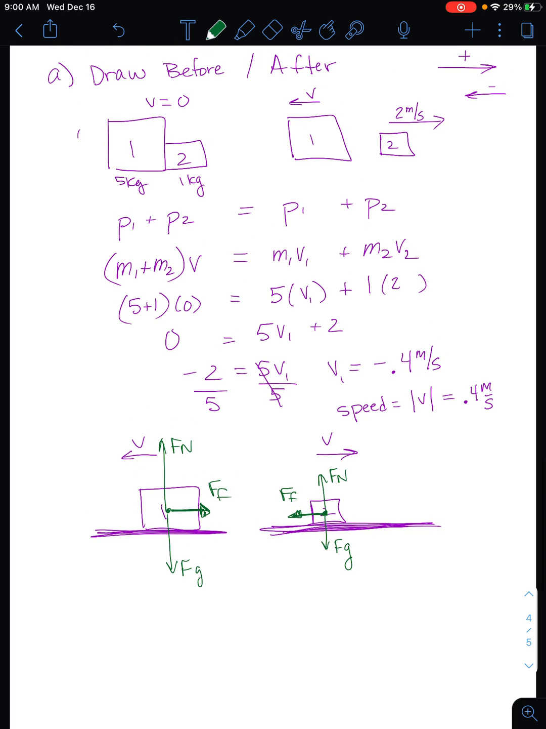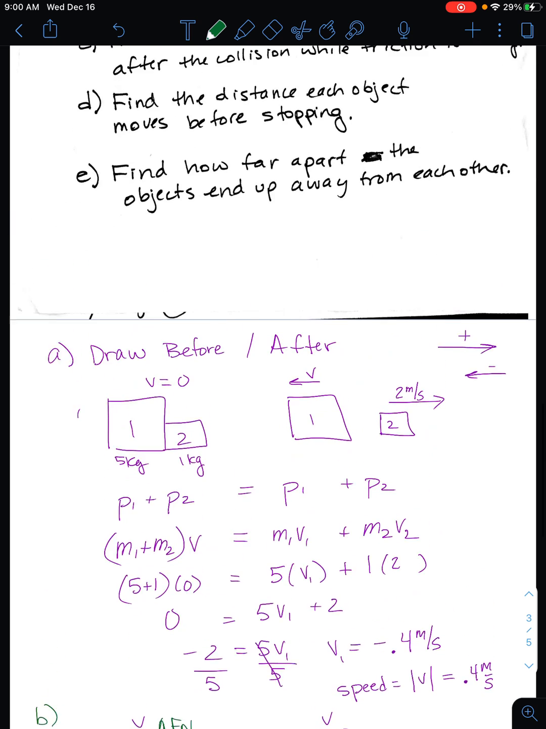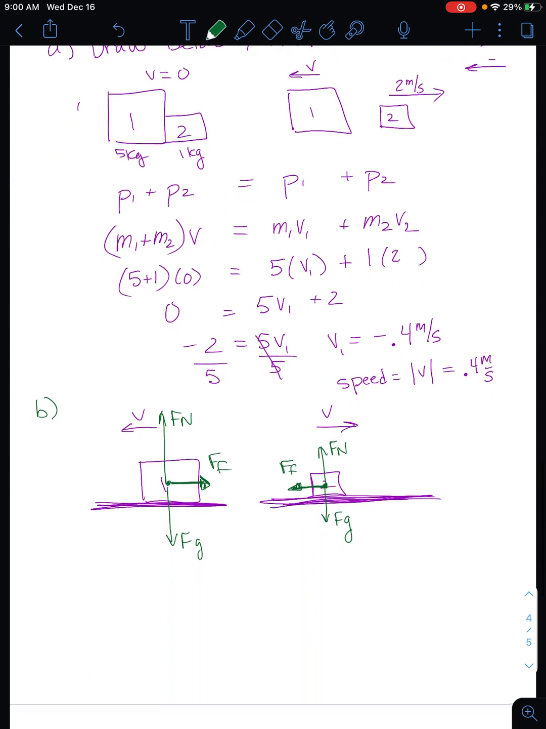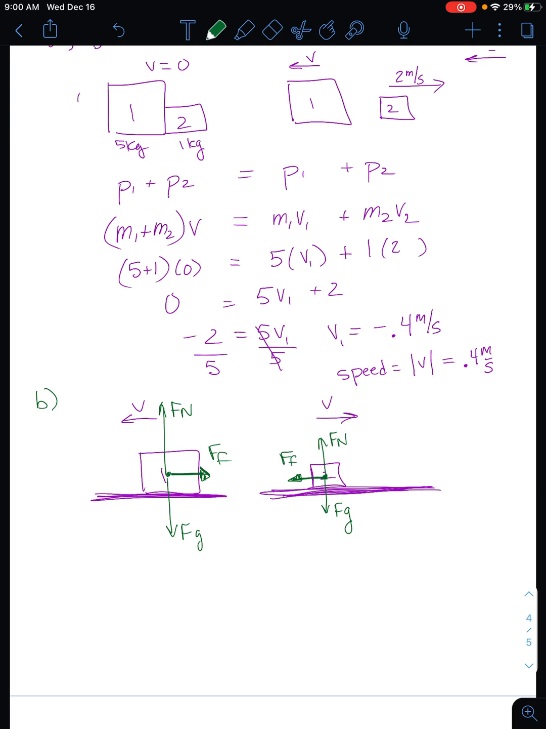Okay, so we have done part B, which was to draw the force diagram. Part C is to find the acceleration of each mass while friction is acting on them. And so if I'm looking for acceleration, I can basically find acceleration in one of two ways. I could either try to use my kinematics equations, like the shovel, plow, and bulldozer, or I can use a equals F net over m.